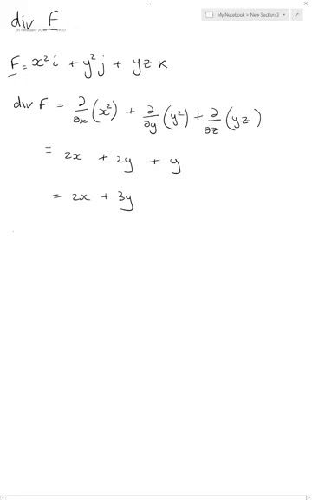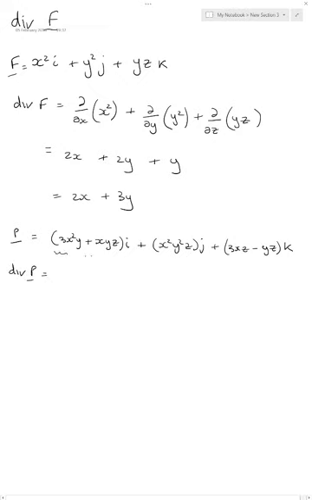Okay, let's do another example. Let's have vector p to be 3x squared y plus xyz i plus x squared y squared z j plus 3xz minus yz k. Okay, so here's our vector p and we want to find div of p.